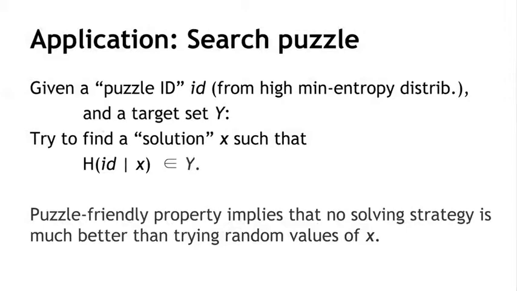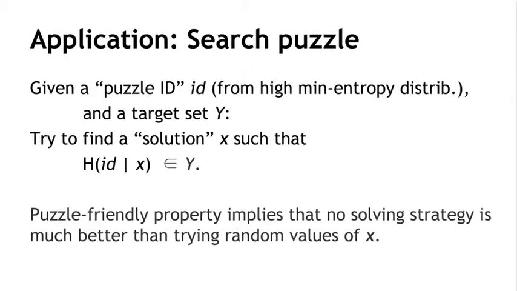To be more specific, the idea is that if we're given a puzzle ID, which is chosen from some high min-entropy distribution, that is some very spread out probability distribution, and we're given a target set Y, which someone wants to make the hash function fall into, then we want to try to find a solution x, so that if we hash the puzzle ID together with the solution x, we get a result that's in the set Y.